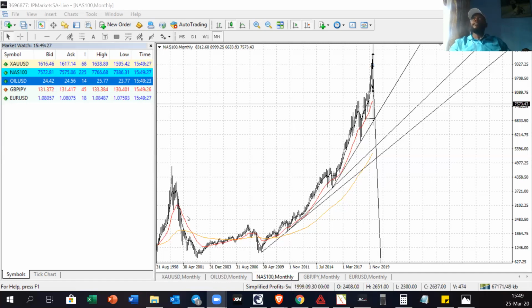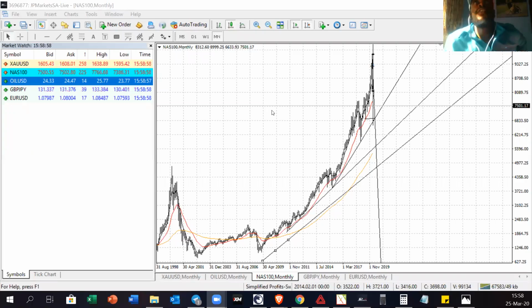Right now, let's get into the NAS 100 market. And straight away from the monthly chart, I can just see that it's bullish. All I see is buying pressure, and I'm like, all right, interesting. I've got information. So this is the NAS 100 long-term chart.